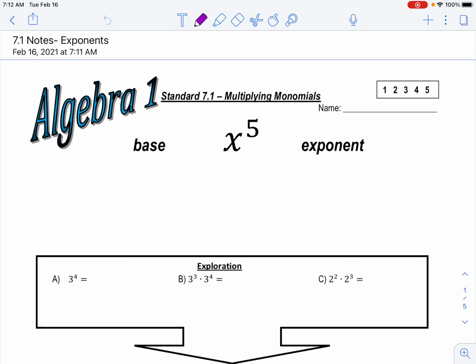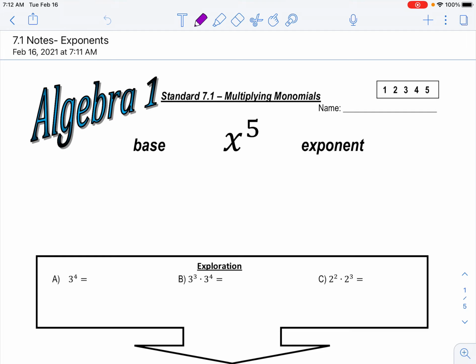All right, today we're going to go ahead and begin chapter 7, which will deal with exponents and properties of exponents. Today we're going to look at the first 3 properties. In this chapter, we're going to be looking at exponents or powers.